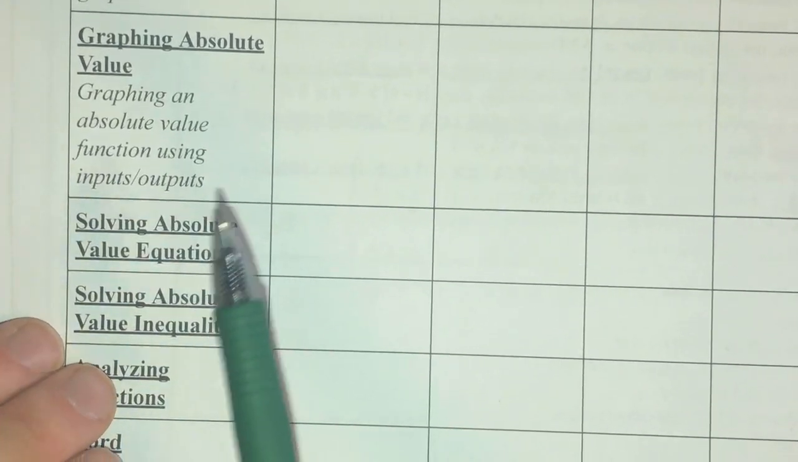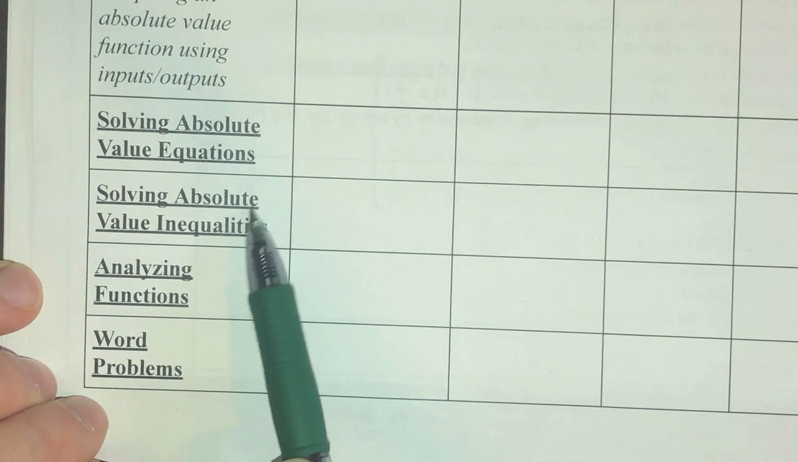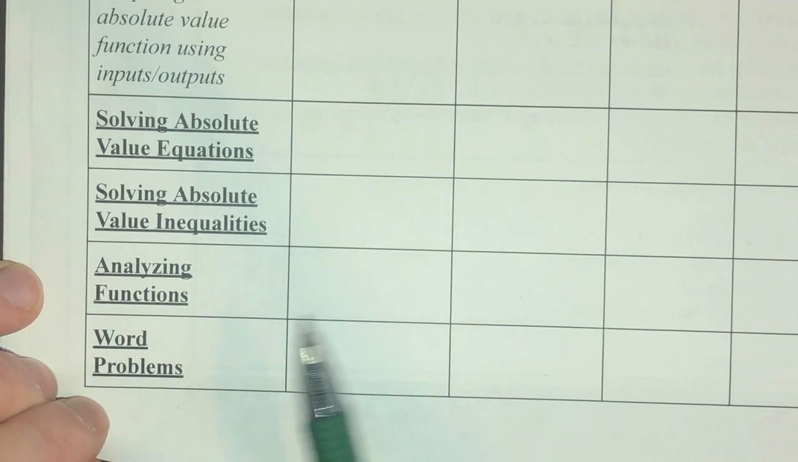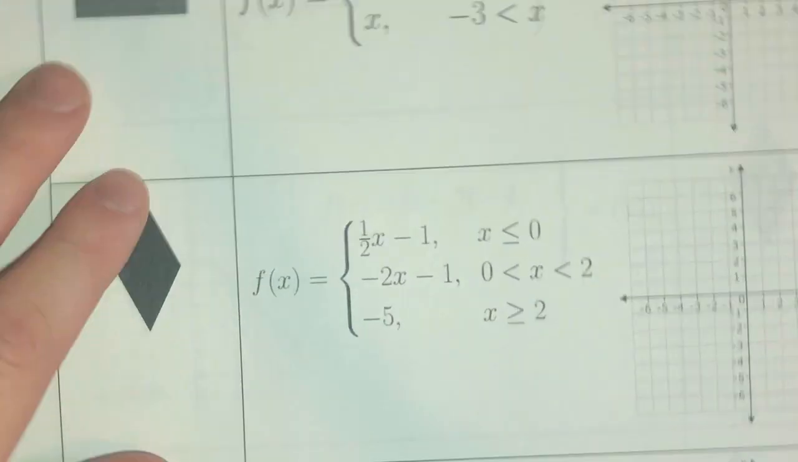All right, so I thought I would take a second and go over the slopes that we're going to hit. The slopes are graphing piecewise, writing piecewise, graphing abs-val, solving abs-val equations, solving abs-val inequalities, analyzing word problems. Okay? So I'm going to go ahead and dive right in.